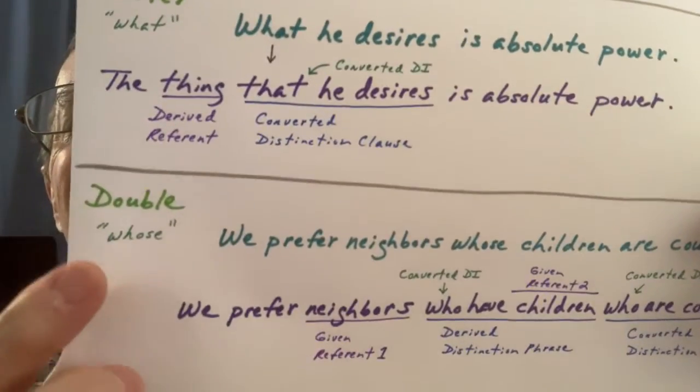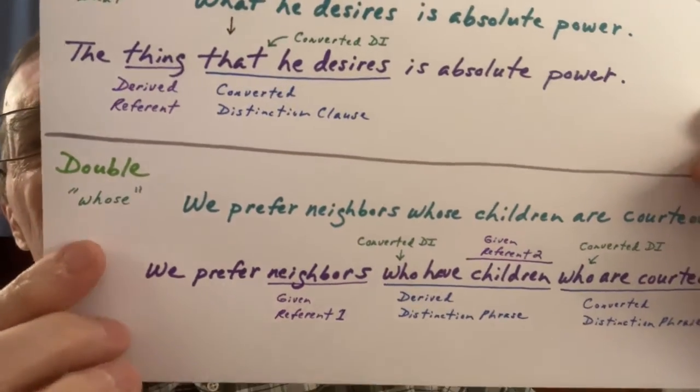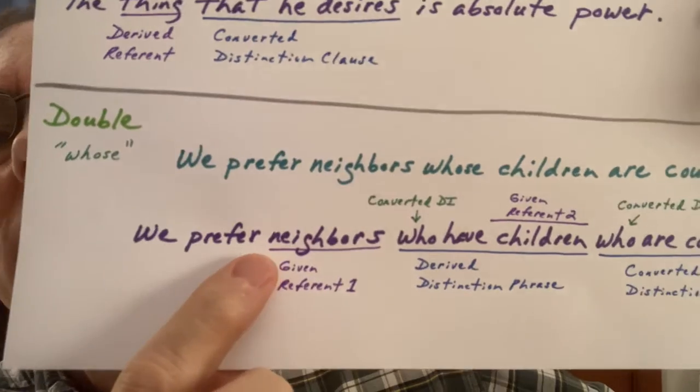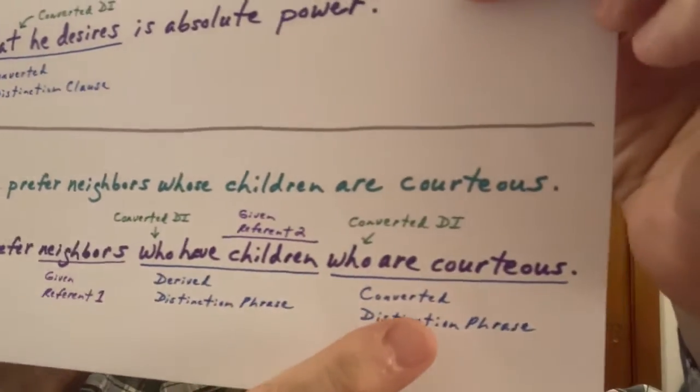When you get to the double distinction indicator, the word whose, we have another sample sentence, and I'll read that: We prefer neighbors whose children are courteous. In the mind, we do this whether we like it or not, but we have to figure it out, and we do all the figuring before we speak, and then we speak. So what we're really saying originally is: we prefer neighbors who have children who are courteous.